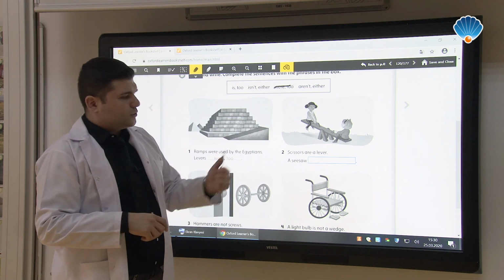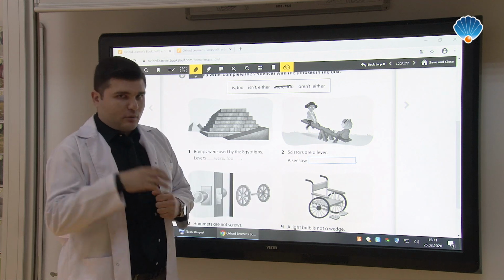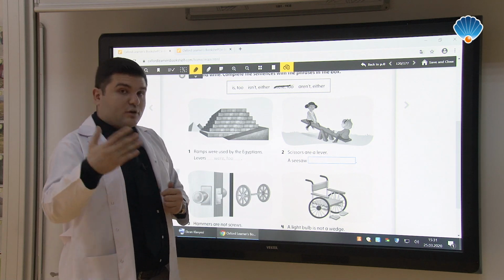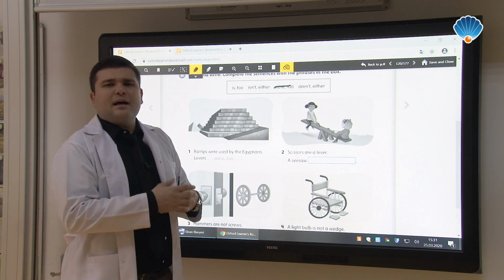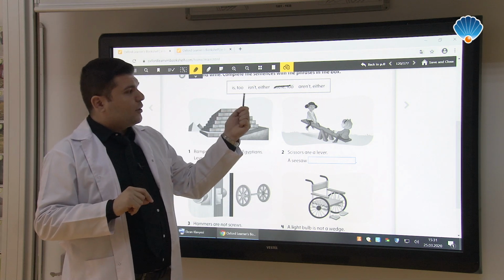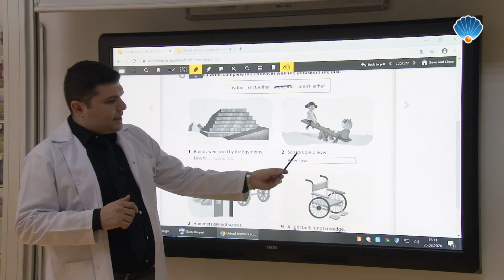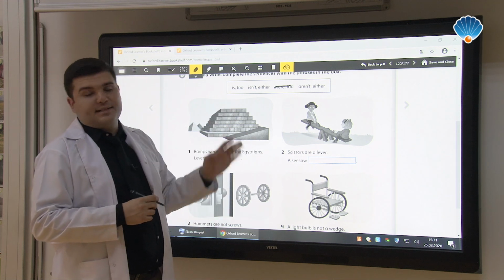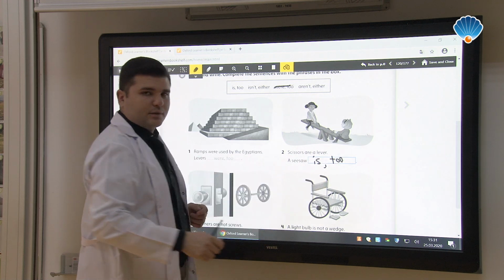So now let's just look at number 2. The scissors are a lever. A seesaw is... What's the answer? Is it singular or is it plural? Just check this out first. Of course, it is singular. So what's the answer? Is too, isn't either, or aren't either. The only answers could be is too or isn't either because it is singular. I cannot use aren't here, right? For this reason, and because the first sentence is positive, not negative, I can directly say that the answer is too, okay? A seesaw is too, okay? This is the answer.